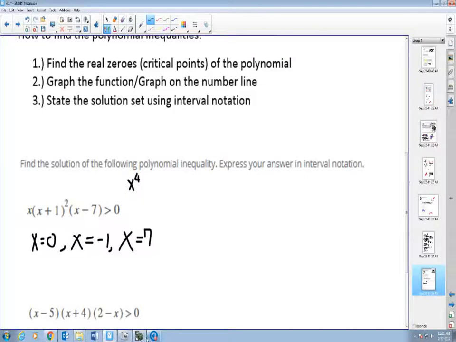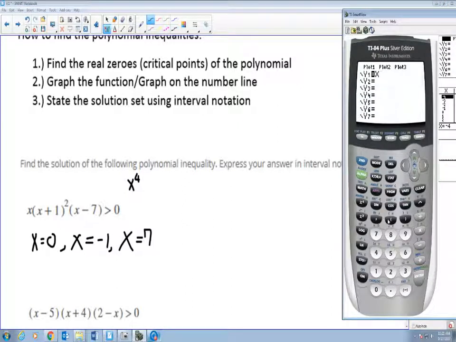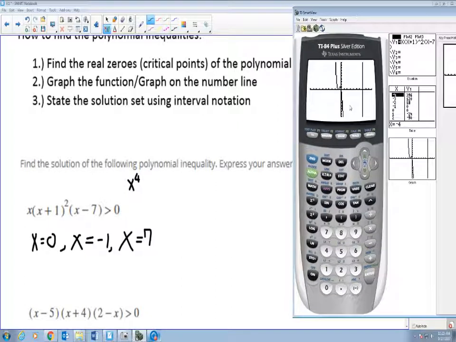So if I graph this function, x times x plus 1 to the 2nd power, times x minus 7, x to the 4th power, I'm expecting my graph, left side goes up, right side goes up. See how this goes down and then begins to come back up. If I go to my table, I will find my zeros: -1, 0, and the one located at 7.